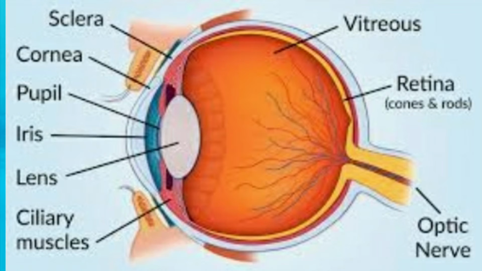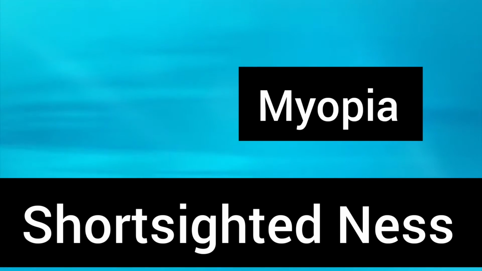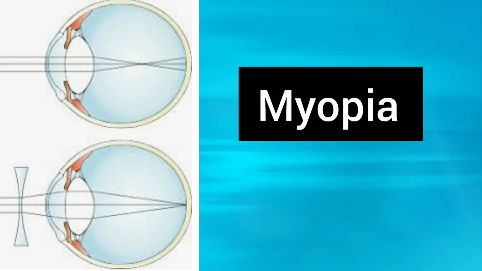The next thing we are going to see is the defects in the eye: myopia, hypermetropia, presbyopia and astigmatism. The first one is myopia. Myopia is also known as short-sightedness. It occurs due to the lengthening of the eyeball. Due to this defect, nearby objects can be seen clearly, but distant objects cannot be seen clearly.